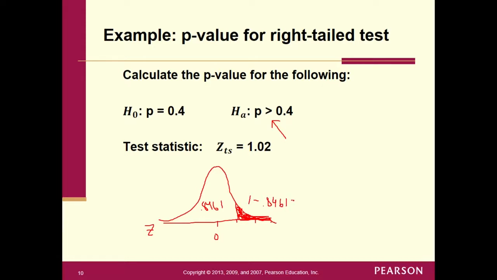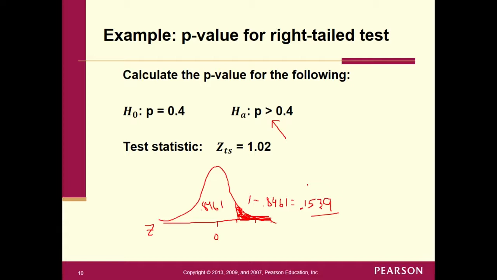I'm doing my best to write this out. So it turns out to be what? 0.1539. There's our p-value. Now, for those who know how to use the idea of symmetry, you can use it here. That's fine. But there's our p-value. Notice that our p-value is between 0 and 1.